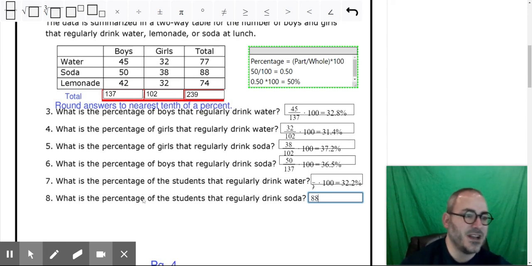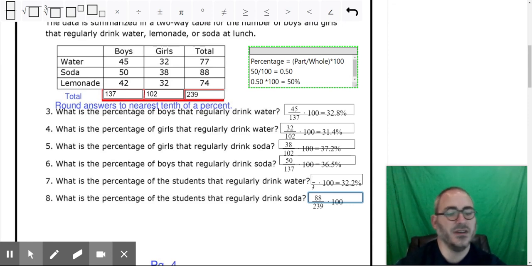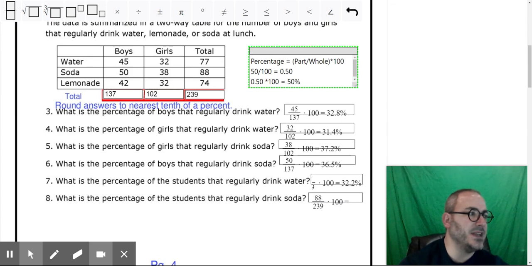What's my whole? Of students is total students. Boom. Divided by total students, 239. So this is the percentage. The part is students that regularly drink soda, and this is of the students as the whole. 88 over 239, right arrow, times 100 equals. That's where the math machine comes in handy. 88 divided by 239 times, whoa, did someone shout out, Mr. Salt, you typed it in wrong? Thank you, keeping me honest. 239 times 100.